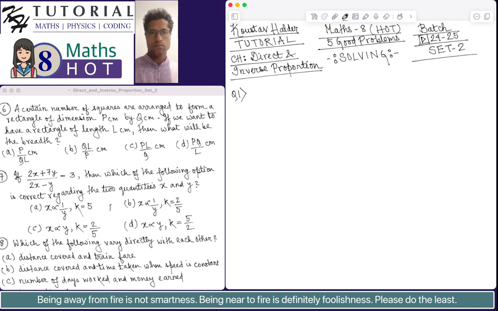A certain number of squares are arranged to form a rectangle of dimension p centimeter by q centimeter. Let's say this is the rectangle formed by a certain number of squares. We don't know the number of squares. Roughly I'm drawing the squares, and let's say this is p centimeter, this is the length, and this is q centimeter. The concept to understand in this problem is that the number of squares is fixed. Using that fixed number of squares, we have to make rectangles of different length and width.